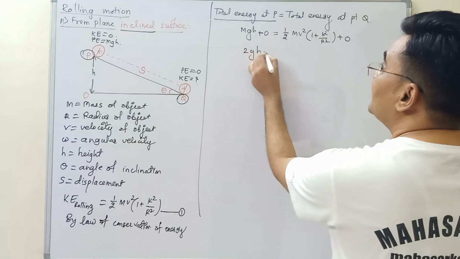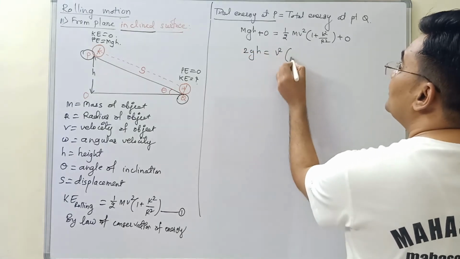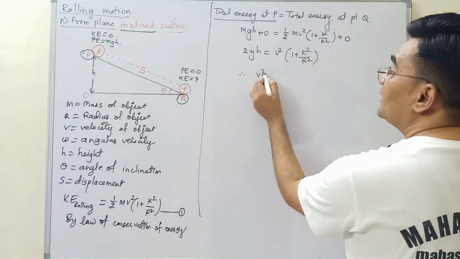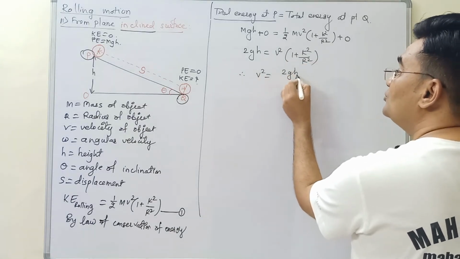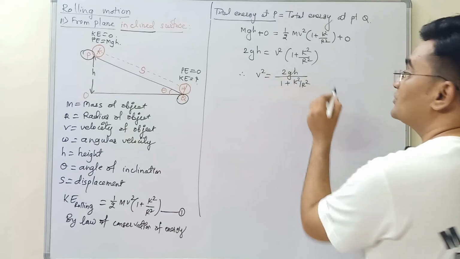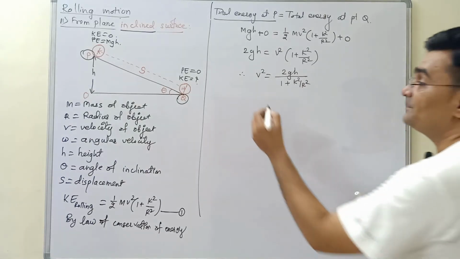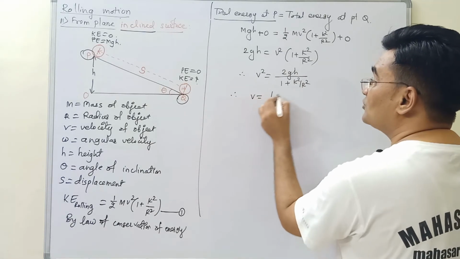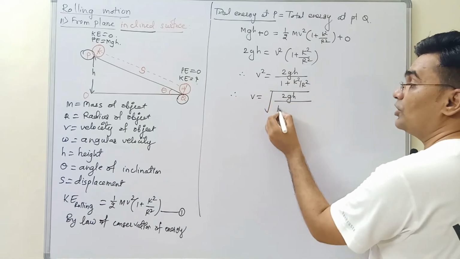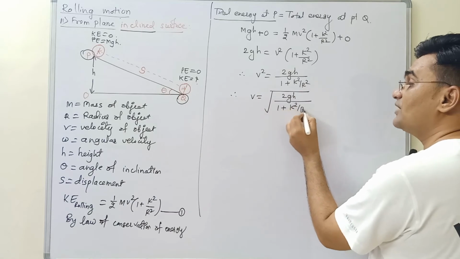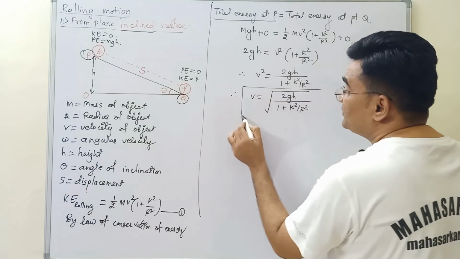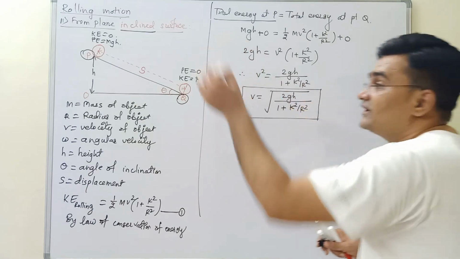So 2gh is equal to v square into (1 plus k square upon r square). From this I can write v square equal to 2gh upon (1 plus k square upon r square). This will be the formula for square of velocity. Using this formula you can find out the velocity of an object rolling down from an inclined surface. So 2gh upon (1 plus k square upon r square) is the velocity of an object rolling down from an inclined surface.